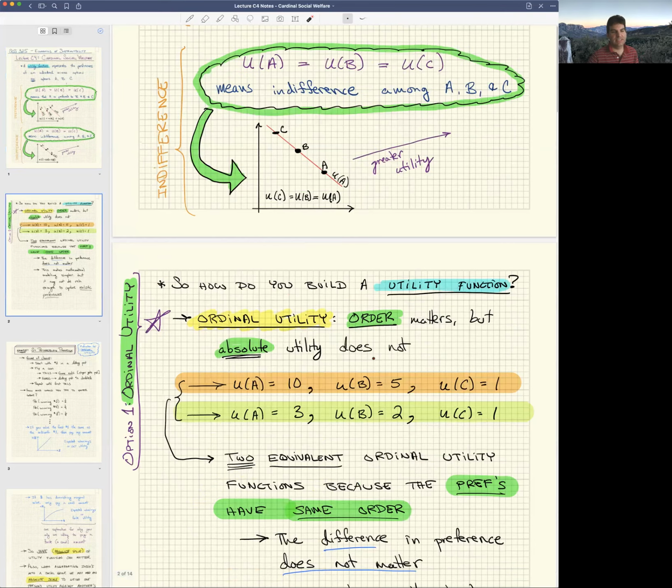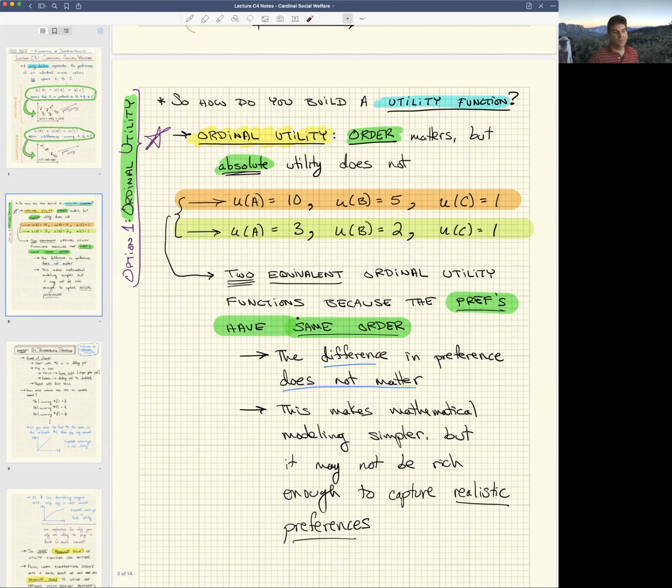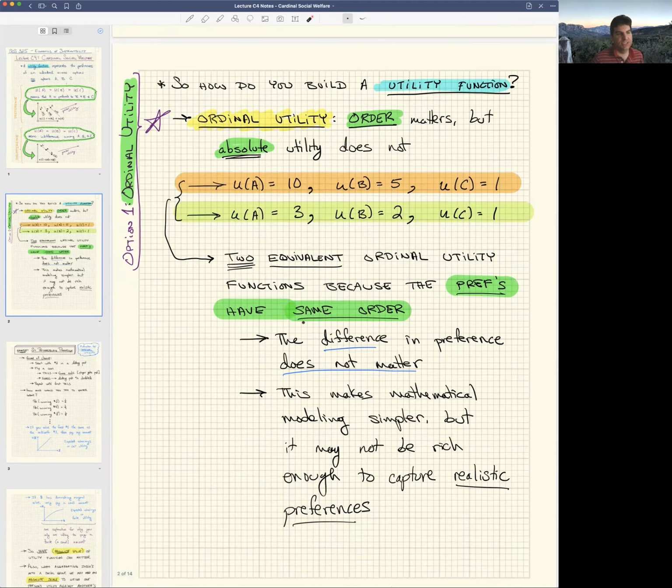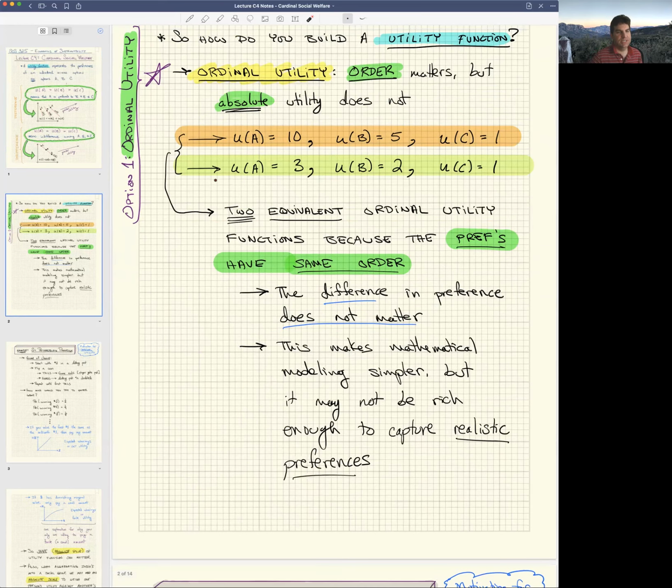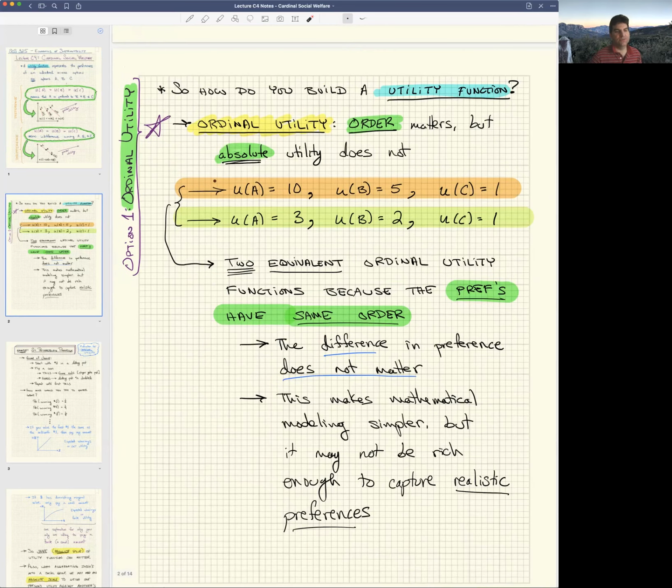All right, so let's go to the next slide. We can group utility functions into different types. The first type of utility function that we talk about is ordinal utility functions. Ordinal is a word that basically means we only care about order.